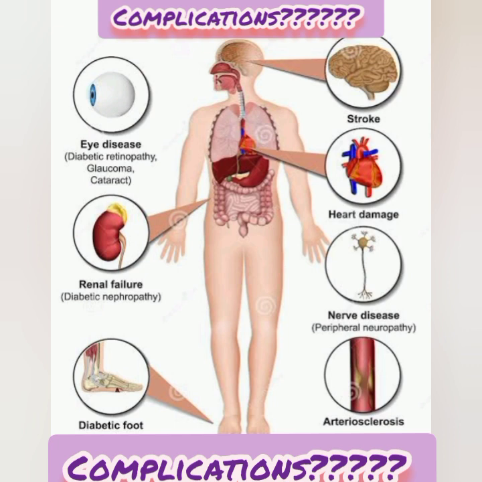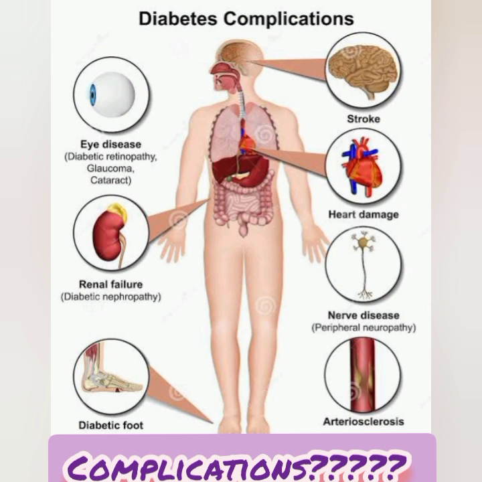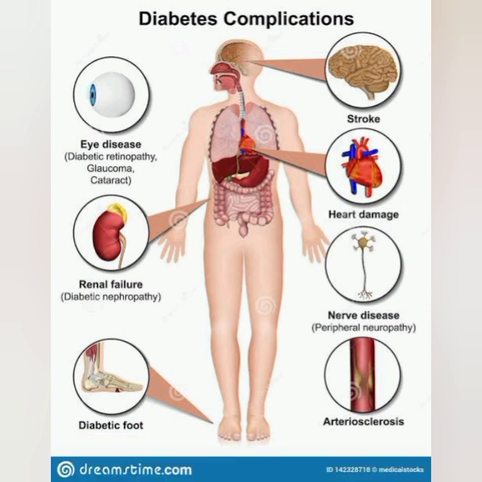Next, I would like to discuss about the complications of diabetic patients. A person will have eye disease, mainly retinopathy. A person will have cataract problems, glaucoma, renal failure. A person will have nephropathy. Then a person will have diabetic foot in the extremities. Then a person will have atherosclerosis, nerve diseases, heart damage, and brain stroke.